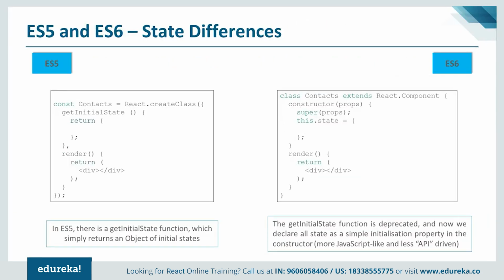This is again very important, which is state differences. In ES5, for declaring the initial state, we have a function called getInitialState, which simply returns an object, because it's a function, it should return something. It simply returns an object of the initial state values. But in ES6, the getInitialState function is deprecated, and now we declare all state as a simple initialization property in the constructor itself. So it is more of a JavaScript and less of an API-driven functionality in ES6.